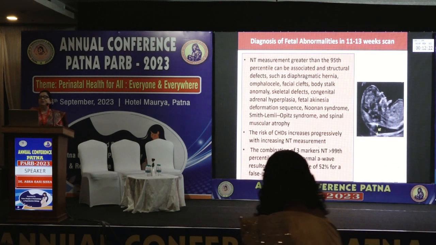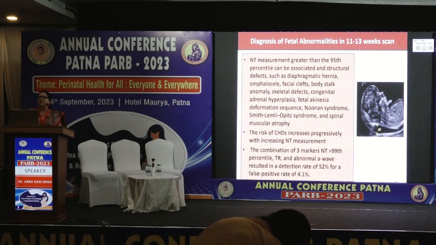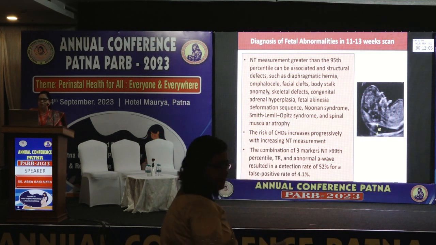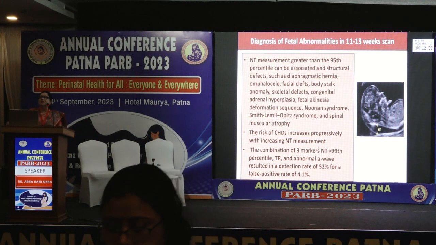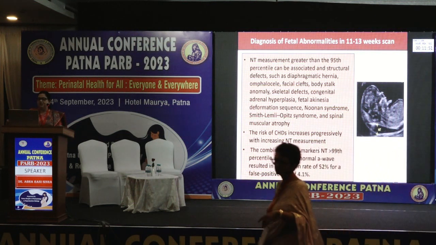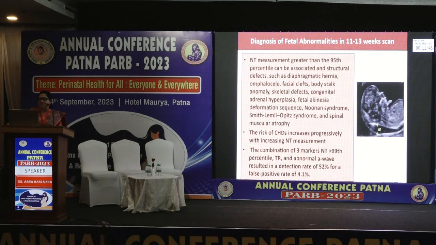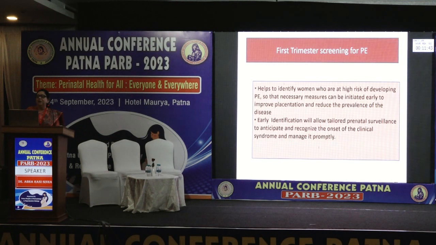Now, nuchal translucency, apart from being an aneuploidy marker, can be associated with structural defects such as diaphragmatic hernia, omphalocele, facial clefts, body stalk anomalies, skeletal defects, congenital adrenal hyperplasia, fetal akinesia, and many syndromes like Noonan syndrome. And the risk of congenital heart disease also increases with increasing nuchal translucency measurements. So the combination of three markers, that is nuchal translucency more than 99th percentile, tricuspid regurgitation, and abnormal A wave, results in a detection rate of 52% with a false positive rate of 4.1%.